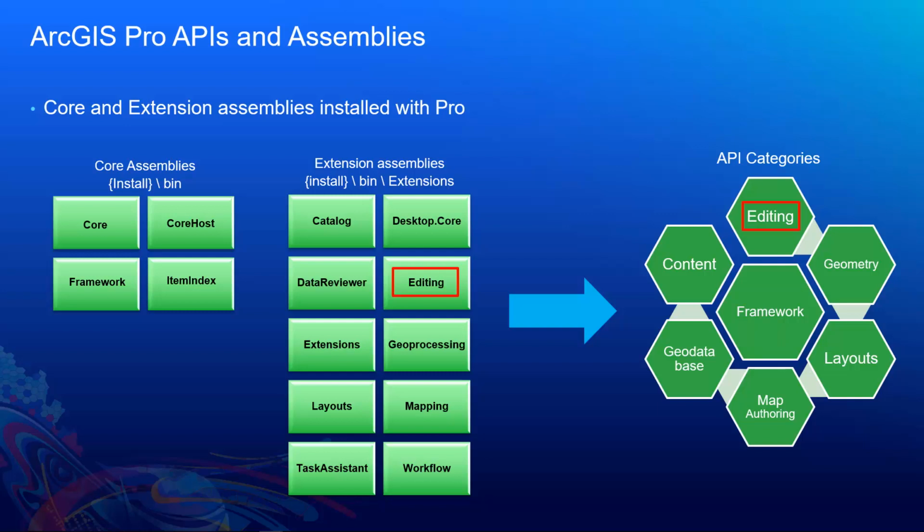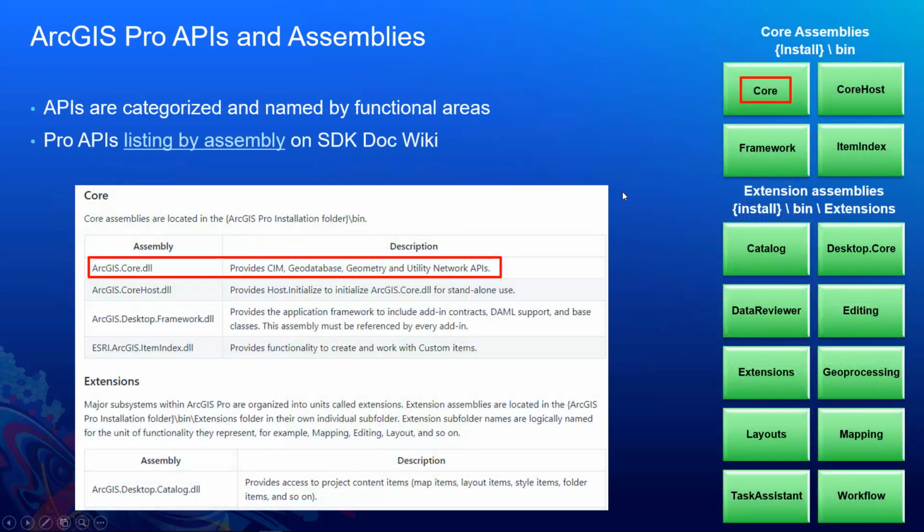In terms of the extension assemblies and some of the API categories, some of these do have some equivalents. In this case, we're looking at editing. But in other cases, for example, the geodatabase work and the different API categories here, we'll be taking advantage of the core assemblies, ArcGIS.core. So the APIs are categorized and named by functional areas, and there is a Pro APIs listing by assembly that's on the SDK doc wiki.